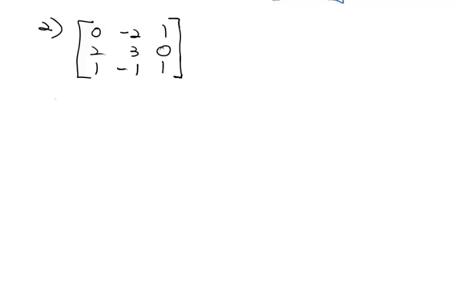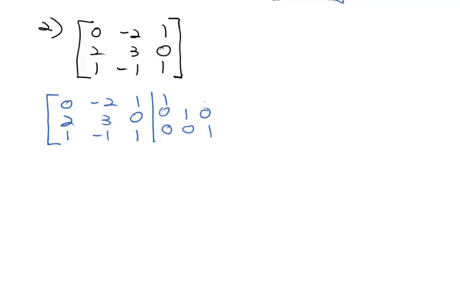Same exact process. We're going to stick it right next to the identity. So 0, negative 2, 1, 2, 3, 0, 1, negative 1, 1. Augmented this time with a 3 by 3 identity with 1s down the diagonal, 0s everywhere else.